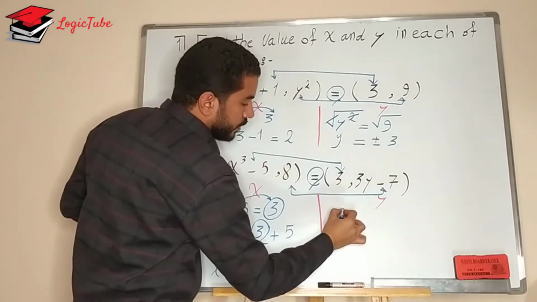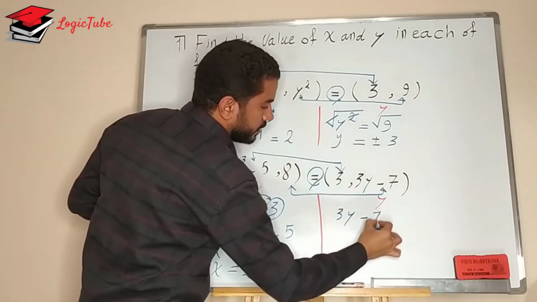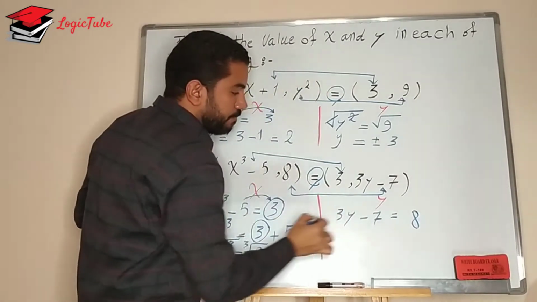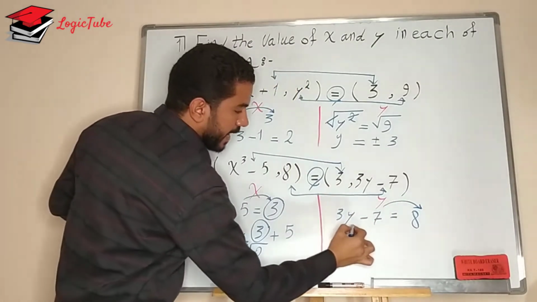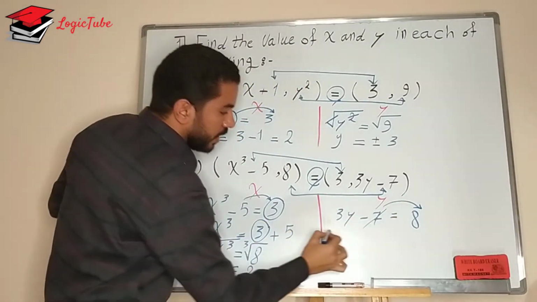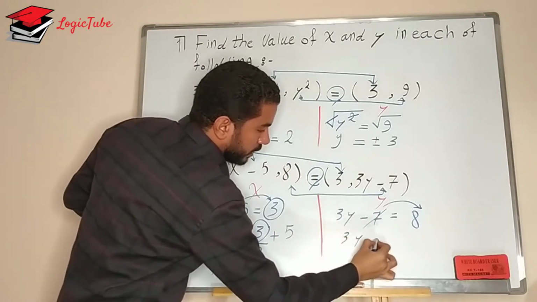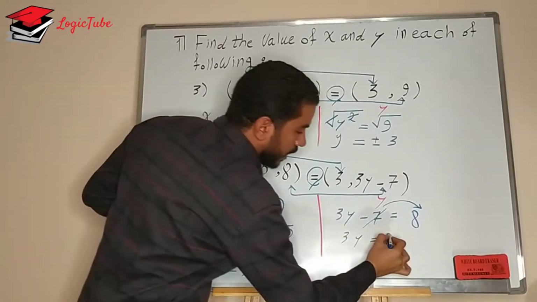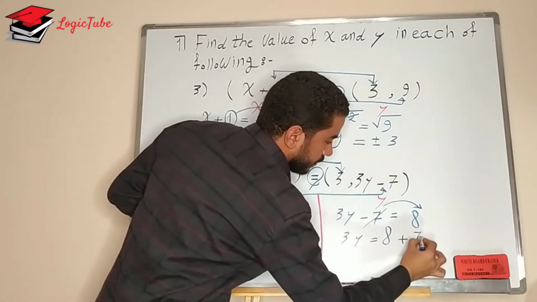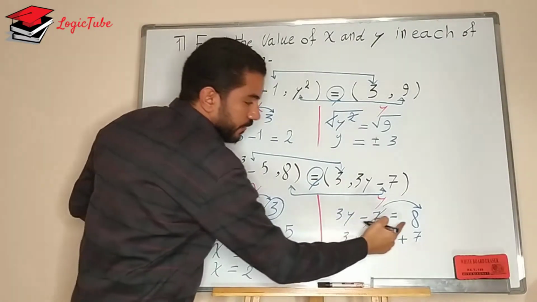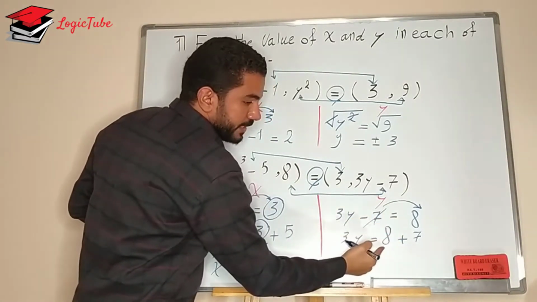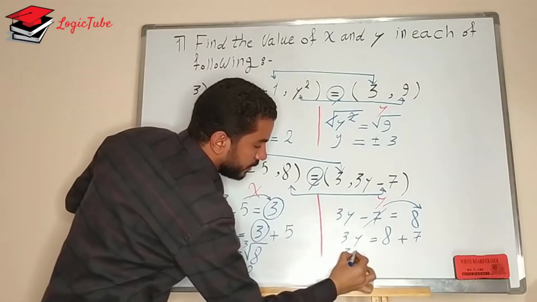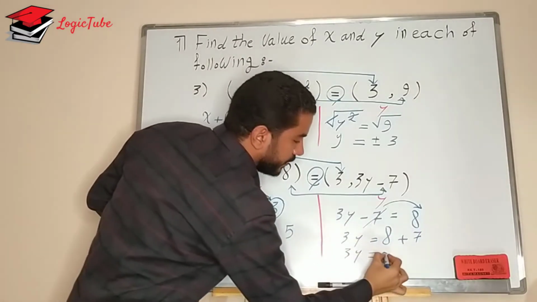Here we have 3y minus 7 equals 8. We'll take this number to the other side by the opposite sign and we'll cancel it from this side. 3y equals, here we have negative, on the other side it will be positive, right? 8 plus 7. As I said before, the first number should be written as the first number. We cannot change the places here. So 3y equals 8 plus 7, 15.